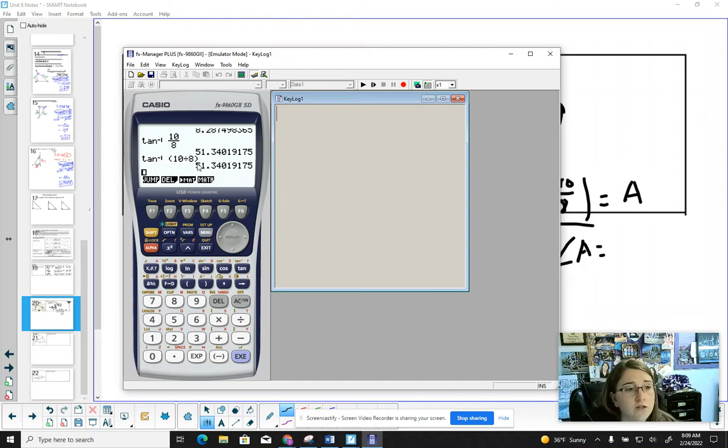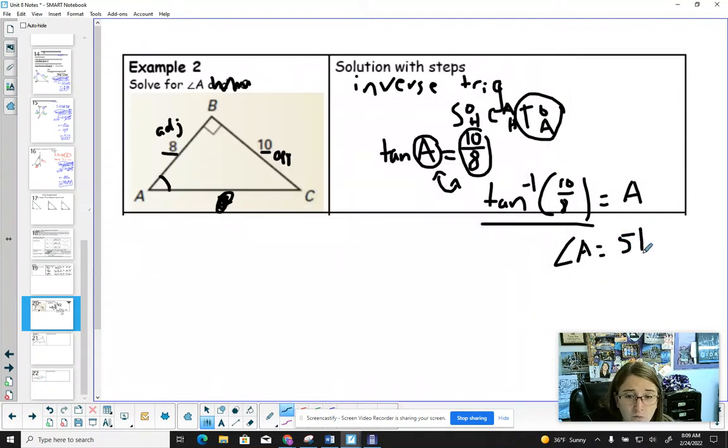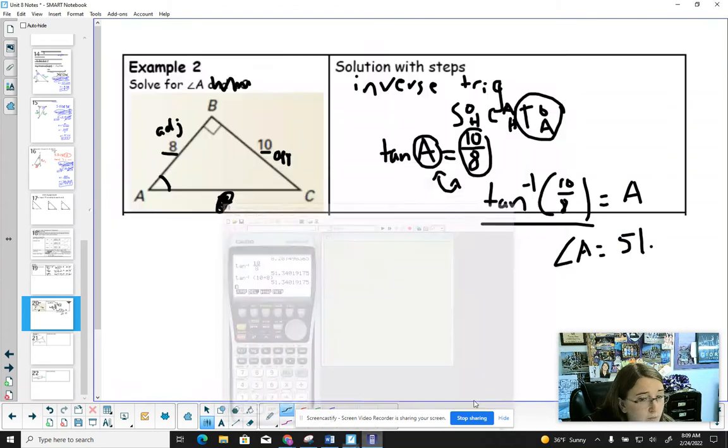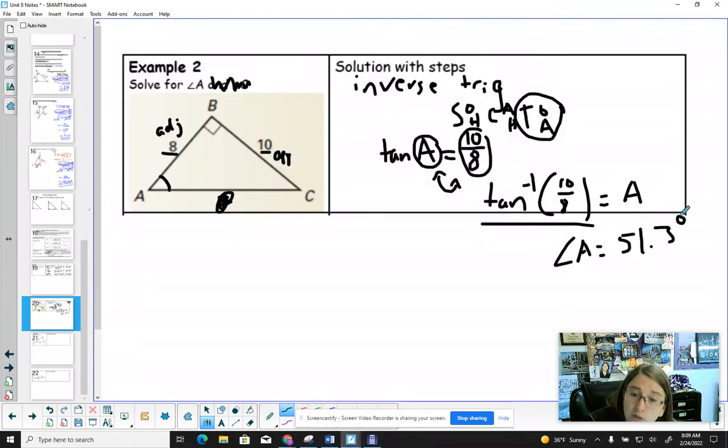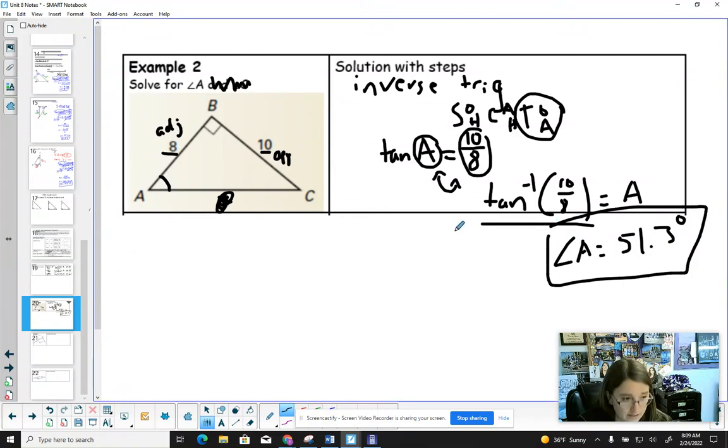Okay, so yes. Again, backtracking here, I made some mistakes. You can plug it in either of these ways. You can just hit the fraction button and do 10 over 8. If you're going to do 10 divided by 8, you have to put it in parentheses, otherwise it'll get messed up. So I recommend you use the fraction button. So the measure of angle A is 51.3. And again, this is degrees because we're measuring how big that angle is.